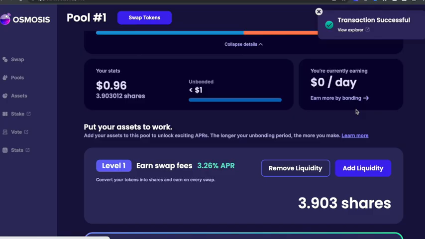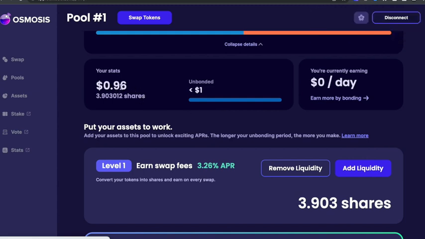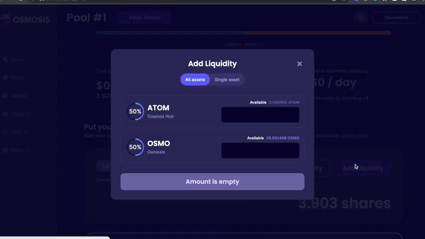Okay, that transaction was successful. I've added liquidity, and here you can see my statistics: I've got 96 cents, less than $1 unbonded, which is 96 cents, and 3.9 shares. I'll talk about those in a moment. Now I want to add the rest. I'm going to add liquidity.